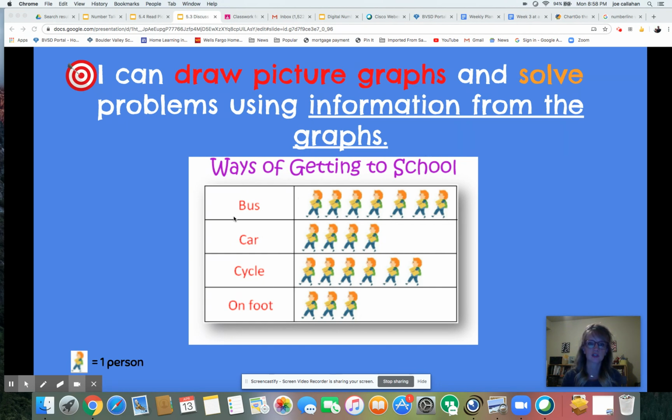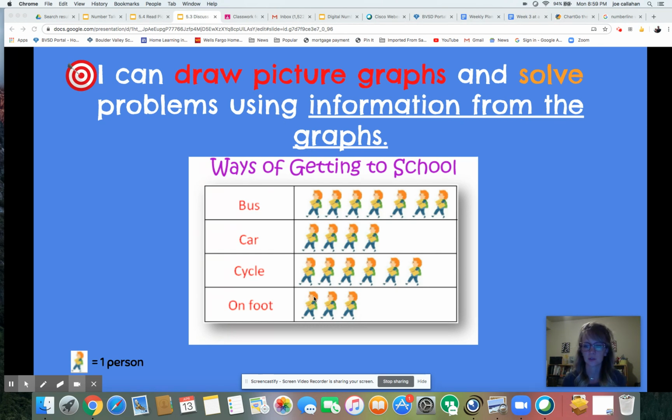Ways of getting to school. One way kids get to school is the bus. Another way is the car. Another way is the cycle, like a bicycle. And another way is on foot. Now I'm going to ask you some questions, and I want you to tell me, whisper it to me, I can hear you through the computer.